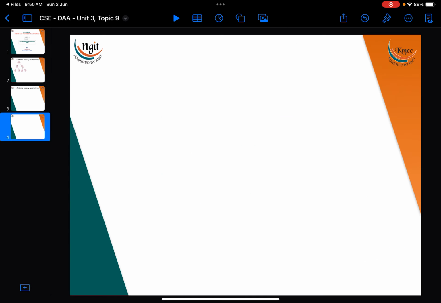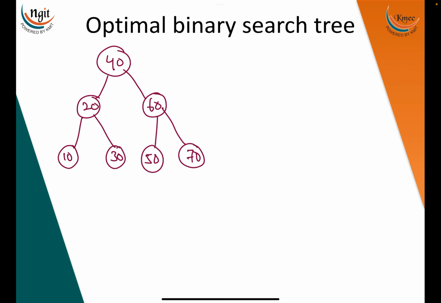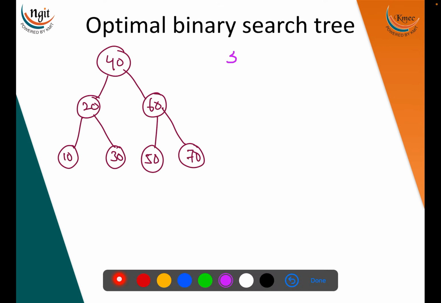Okay, now let's assume that I want to search 30. How to search the 30 element from this tree? Start from the root. The root element is 40. We check whether root is equal to 30. 40 double equal to 30 is not true. Then we'll check the other condition.